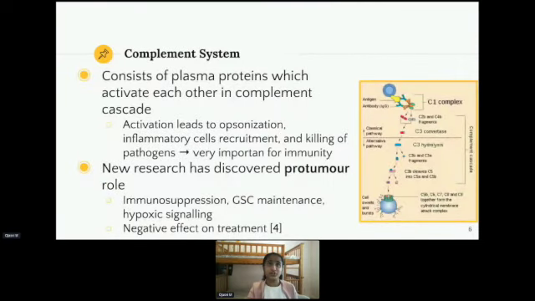I'll now be moving on to the next branch of my research, the complement system. The complement system is a branch of the immune system involved in many critical immune functions, including opsonization, inflammation, and the killing of pathogens. The complement system can also be considered a double-edged sword. Recent research has shown it to have a pro-tumor role in maintaining metastasis, immunosuppression, and was associated with a negative impact on treatment.